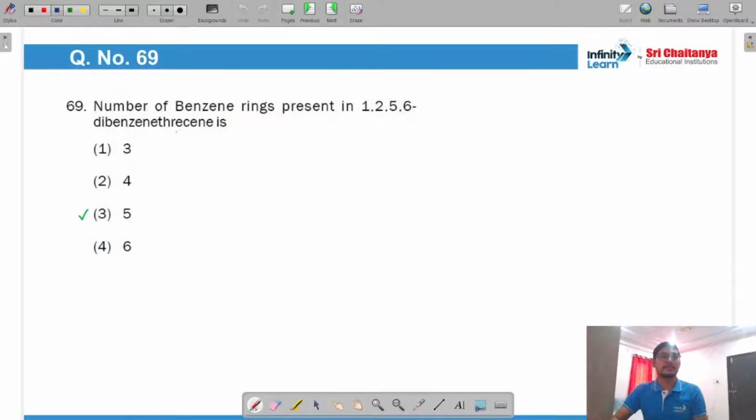Number of benzene rings. Okay, so this is dibenzanthracene. Anthracene, guys, has three benzene rings, and dibenz means there are two substituent benzene rings. So in total there are five benzene rings.